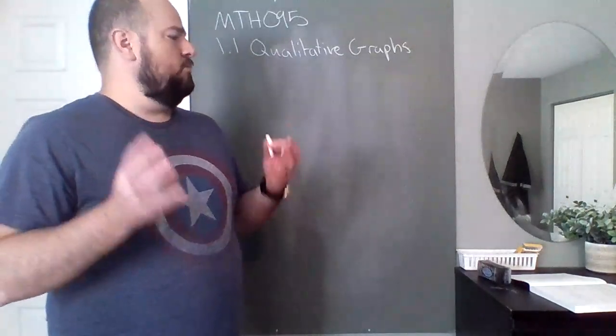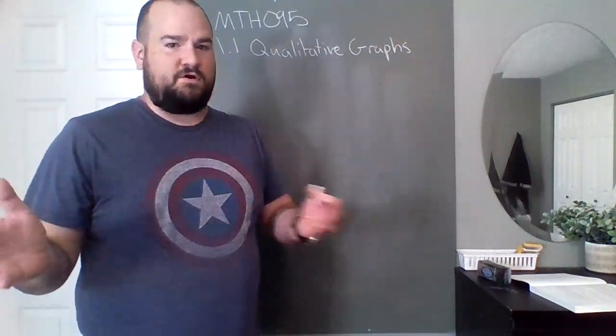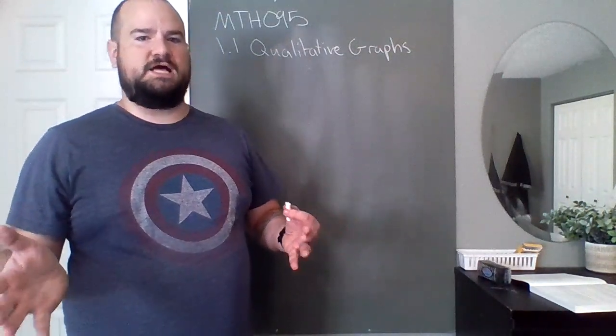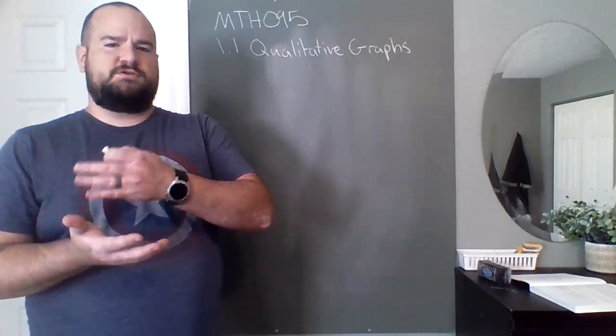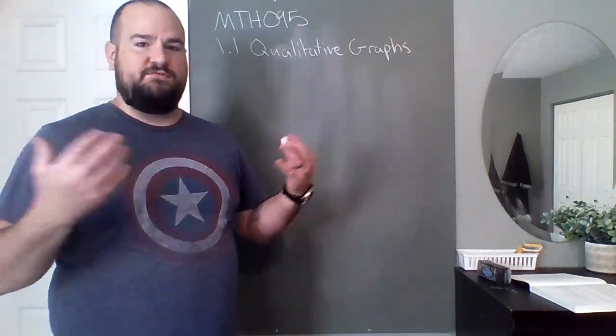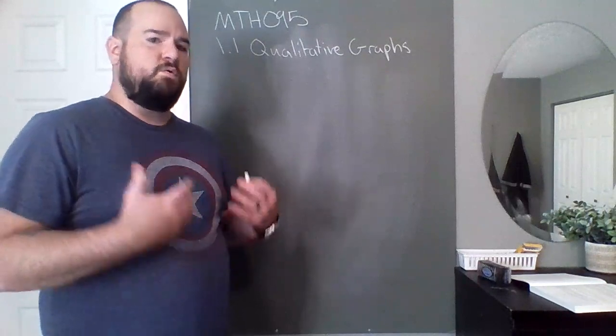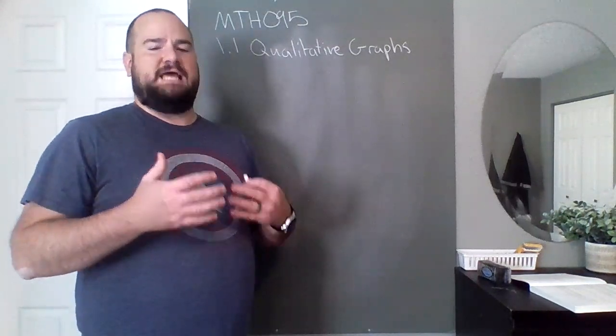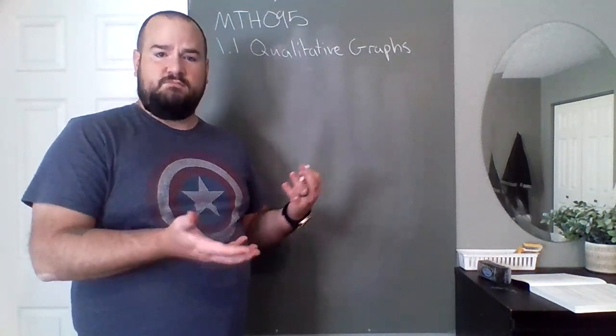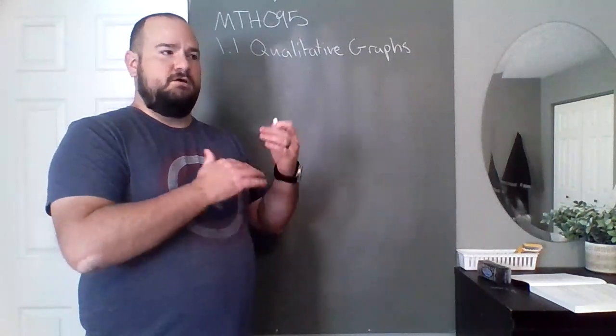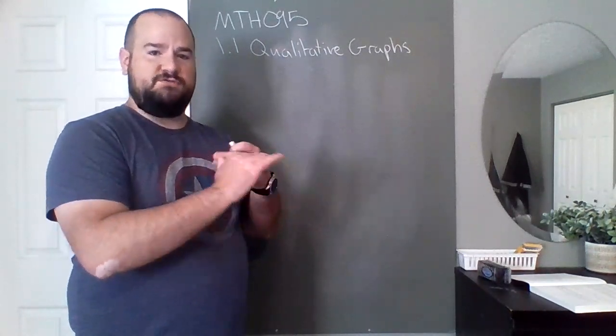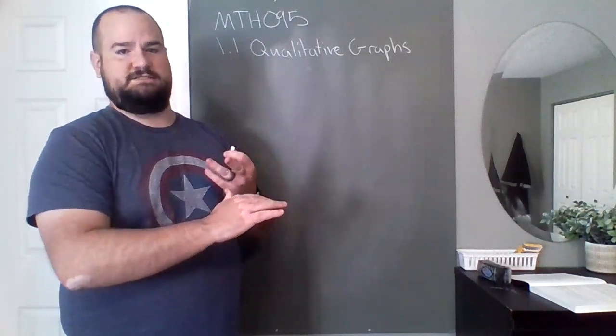So, what is a qualitative graph? What are graphs, right? We've seen graphs before in other classes and things like that. So what's the difference between a qualitative graph and the graphs we've seen in other classes? Well, a qualitative graph very simply doesn't have exact specific numbers. Most notably, we will have no scale on either the horizontal or vertical axis.